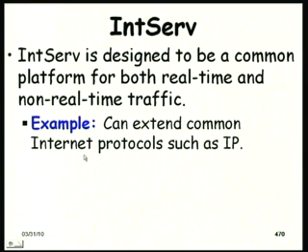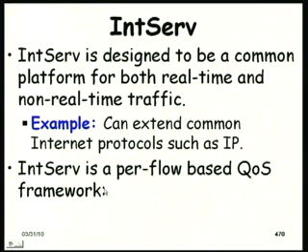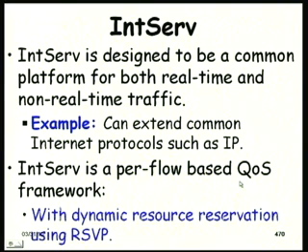Naturally, it extends the internet protocol, IP, and it is a per flow based quality of service framework. What it means is that for every connection it keeps track of several pieces of information. So, for every connection it stores several pieces of information all through the internet, all through the routers that are concerned, and it uses the RSVP protocol for dynamic resource reservation.